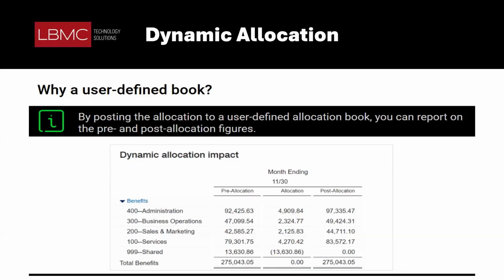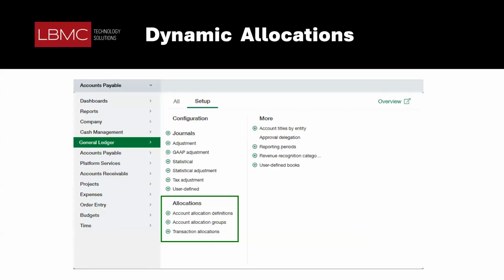All of this information for your dynamic allocations is under the general ledger module within the system, under setup. As you can see, we have your account allocation definitions and account allocation groups. And also, as I discussed earlier, this is where your transaction allocation information is in the system as well.